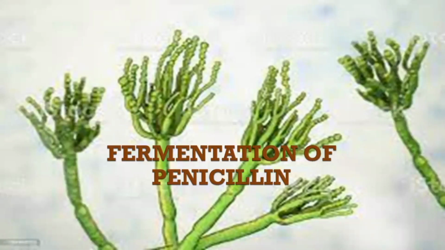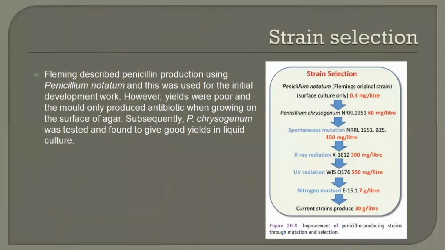Now we say that fermentation is extensively used nowadays in the production of antibiotics. The fermentation process has been applied mainly in the production of penicillin, and specifically penicillin G. Penicillin was first discovered by Fleming and described as Penicillium notatum. Over the period, developments have occurred in strain selection, which can produce higher yield.